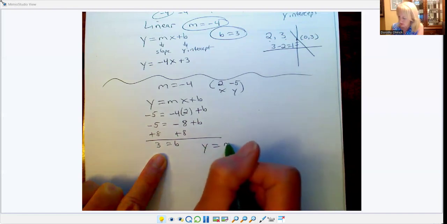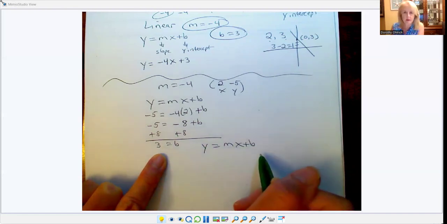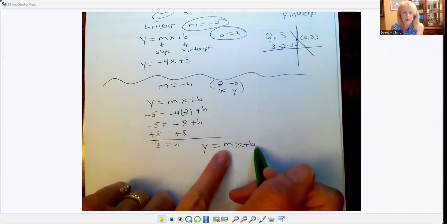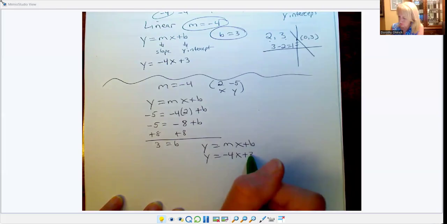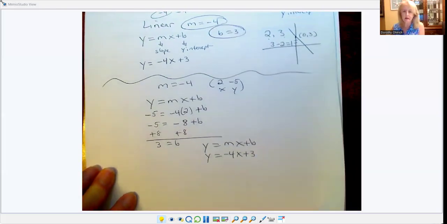So it will be y equals mx plus b. I like to write the formula, then plug in. We're just going to plug in the m and the b for the equation. Negative 4x plus 3. So that is a linear equation.